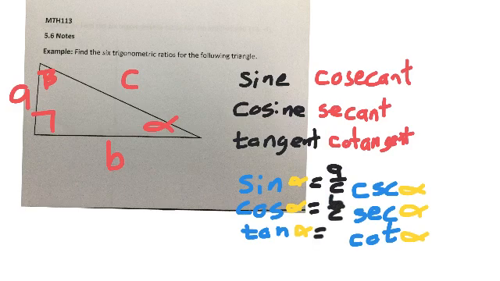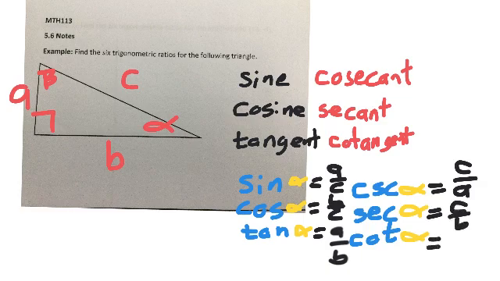And then tangent of alpha. Tangent is the opposite over the adjacent. So we haven't been dealing with that as much. Tangent is the opposite over the adjacent. So it would be A over B. Now cosecant is the hypotenuse over the opposite. So it's just the reciprocal of sine. Secant is the hypotenuse over adjacent. So it is C over B. And cotangent would be the adjacent over opposite, which is B over A.